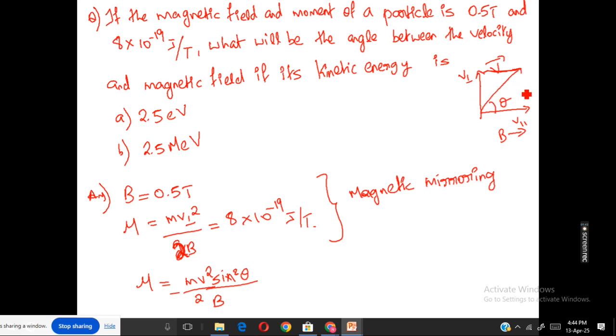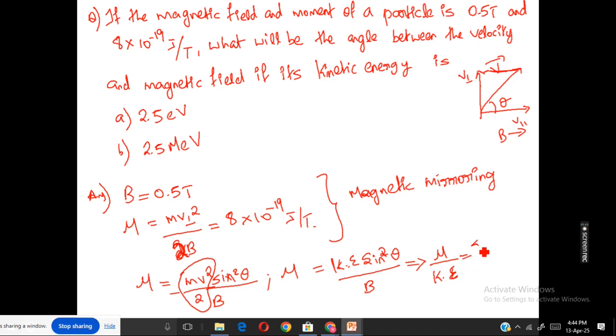Then V perpendicular is V sine theta. So we can write V perpendicular square as mv square sine square theta by 2. Or we can write mu. So this is kinetic energy. So mu is equal to kinetic energy into sine square theta divided by B. Or we can write mu by kinetic energy is equal to sine square theta by B. We have to find theta. So we know what is mu, what is kinetic energy, B is also given. So from this equation we can find the value of theta.